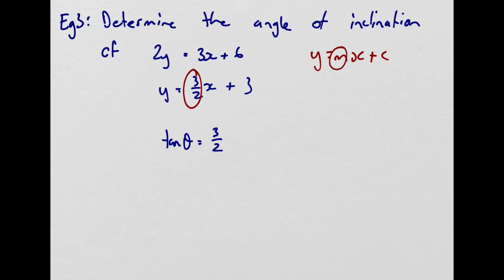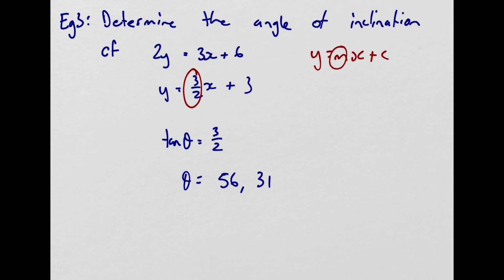And then if we use shift tan and we put 3 over 2 into shift tan, we get that theta is equal to 56.31 degrees. That's the angle of inclination. And it's positive, so we don't need to add 180 or whatever. If it was negative, we'd add 180. Because remember, as I explained to you, if it's a negative angle, it means that the calculator has worked out the angle from the x-axis in a clockwise direction or a negative direction. In other words, the shortest point. But we want the positive angle.